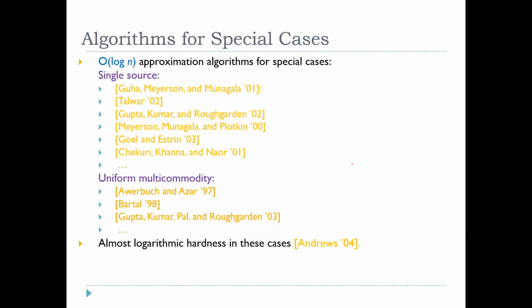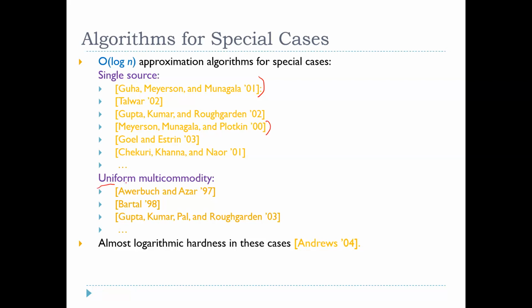There is a log n approximation algorithm for special cases of the single source case. I think this is Guha, Meyerson and Munagala. They have a very nice algorithm for that, and there's also a simple randomized algorithm for the single source case. You can read it, especially the first paper, which I think is one of the best in this area. Meyerson was one of the authors of this paper. There are several versions of it that you can do.